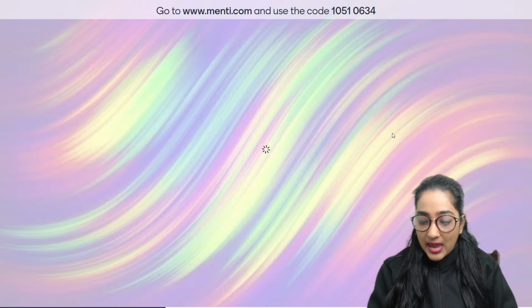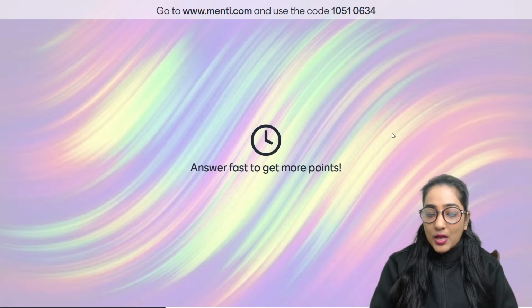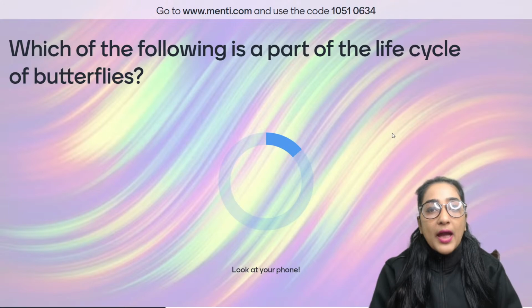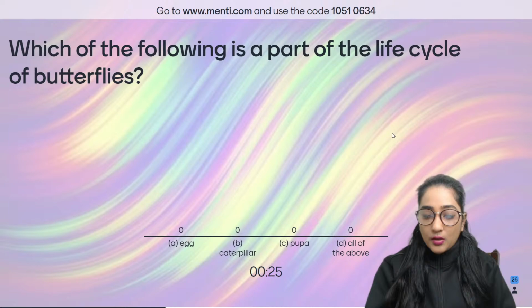Here we go. Hey Mohini, question number 8 on your screen. Let's have a look. Which of the following is a part of the life cycle of butterflies? Egg, caterpillar, pupa, or all of the above. What exactly is the right answer?